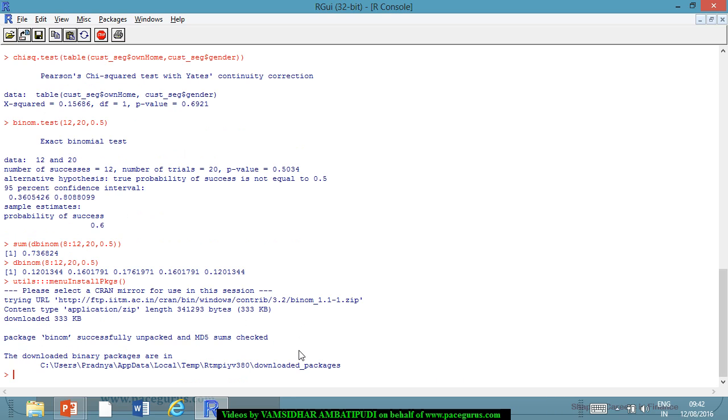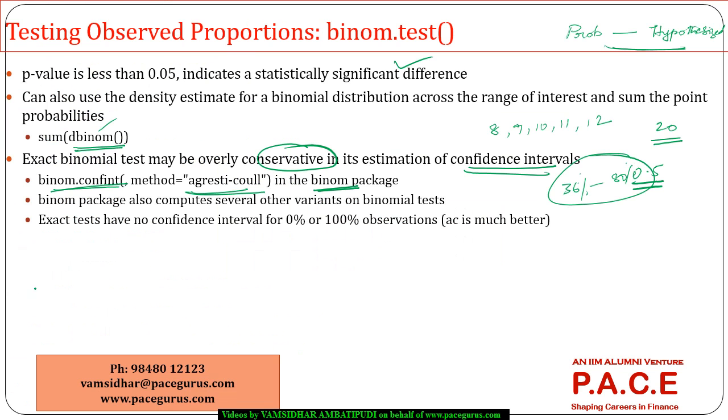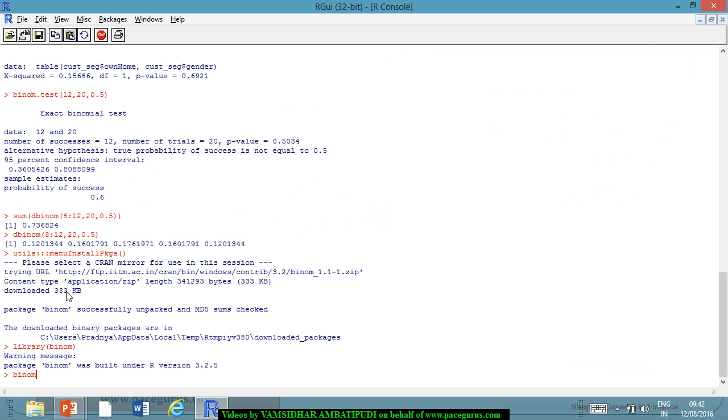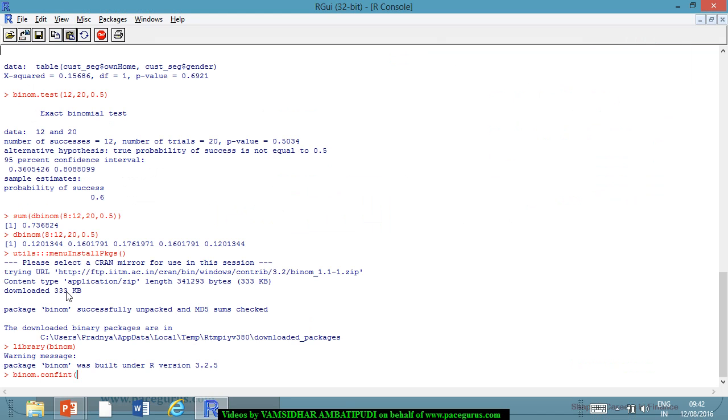So now that it is installed, I can load this package, right? Now in this package, I was talking of binom.confint. So let me use the binom.confint function, wherein I'm more interested in finding out, if I'm having 12 successes out of 20 trials, the confidence interval, where the method I'm using is the Agresti-Coull method.